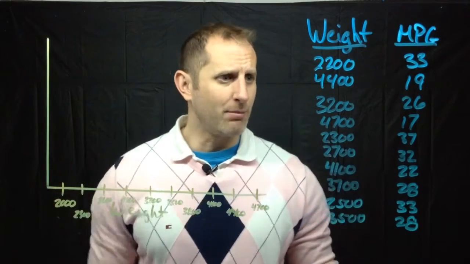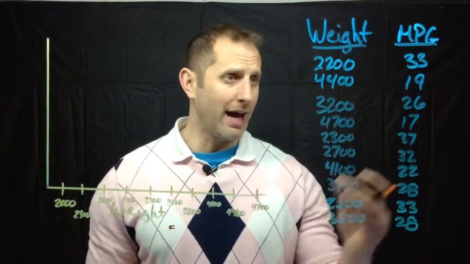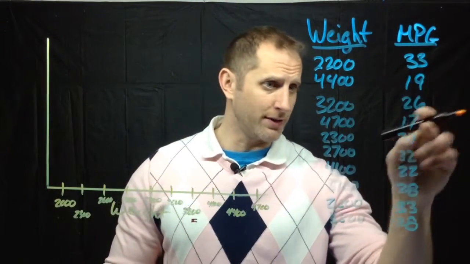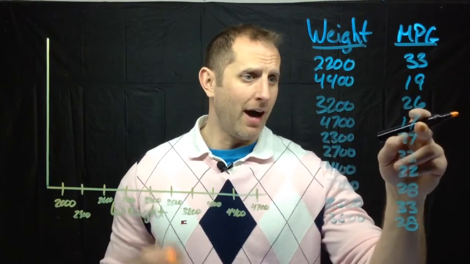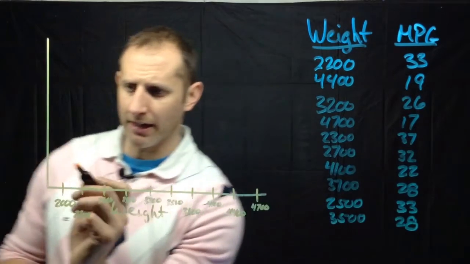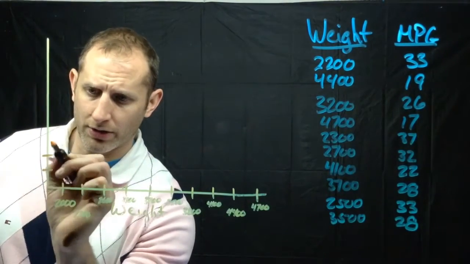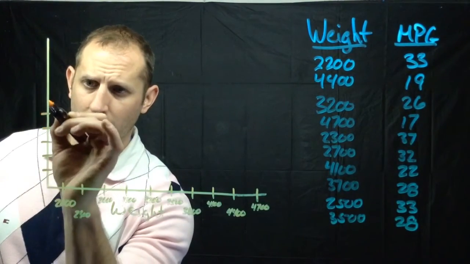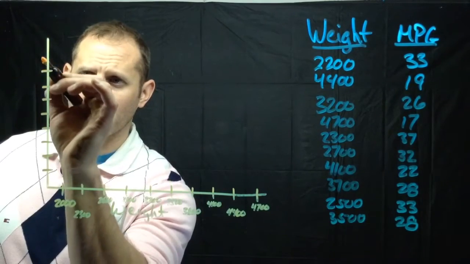We want to do the same thing for miles per gallon. I want to look at what my lowest number is. In this case, we're looking at 17, and the highest number being 37. So it's fairly likely that if I went up by 2s, I should be able to fit all of these in.